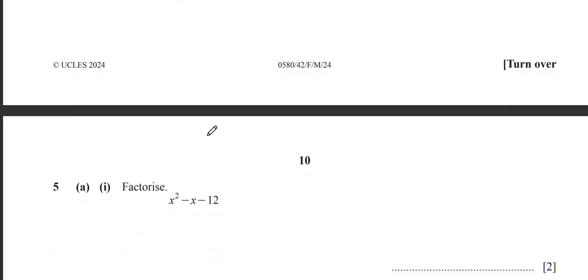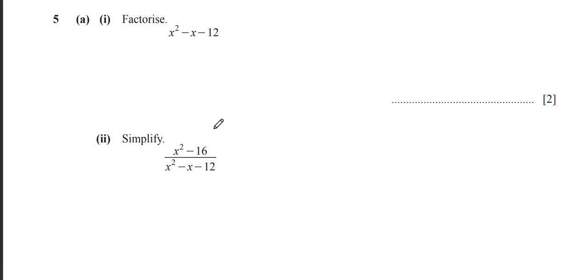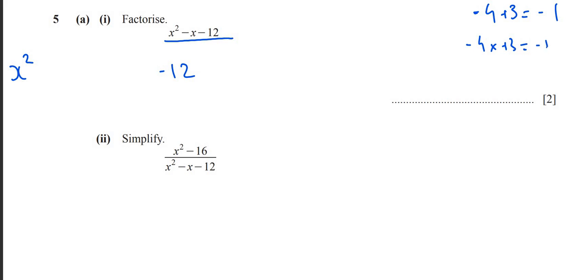Now let's move on to the next question, which says factorize. So look, this is simple breaking of the middle term. x square minus x and write minus 12. Tell me two numbers that when you multiply you get minus 12 and when you add and subtract you get minus x. So the two numbers are minus 4 plus 3, because minus 4 plus 3 is minus 1 and minus 4 multiplied by plus 3 is minus 12. So I will write minus 4x plus 3x.